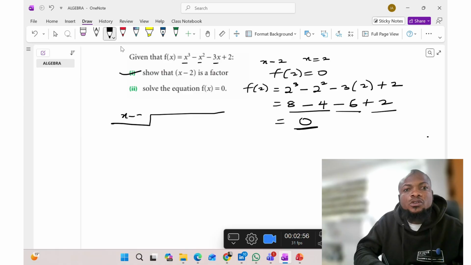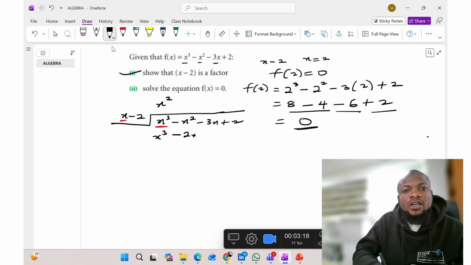So x minus 2, x cubed minus x squared minus 3x plus 2. Okay, so let's divide again. Like I told you earlier, you divide this by this, and that should give you what? x squared, isn't it? Then you use it to multiply both of them. So x squared times x is x cubed, minus 2x squared. Then you do what? You subtract. Of course, this cancels out this. This is minus x squared minus 2x squared.